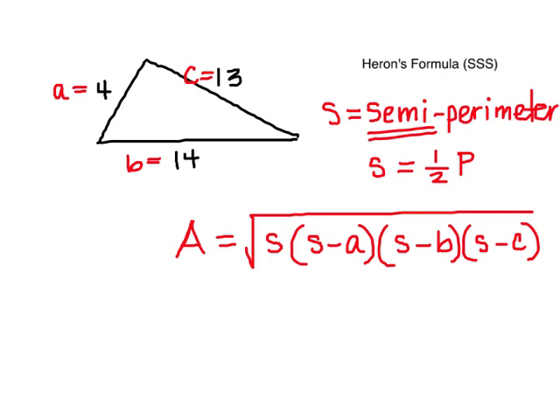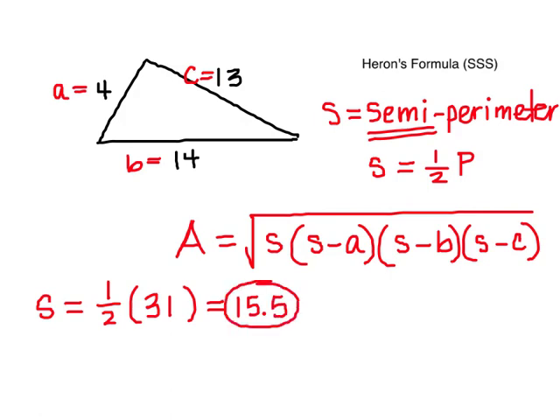So first let's find the semi-perimeter so we know what all those s's are going to be. If you add up 4, 14, and 13, you'll have the perimeter. So figure out what those added up are and put it in the perimeter spot. I got 31 when I added the three sides up together, and 1/2 of that is 15.5. So we're going to use that for our s, our semi-perimeter.